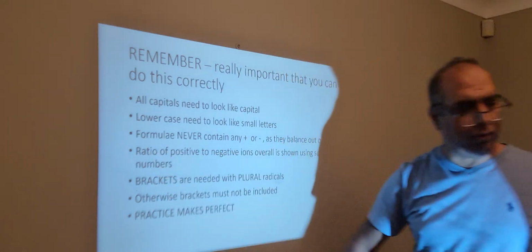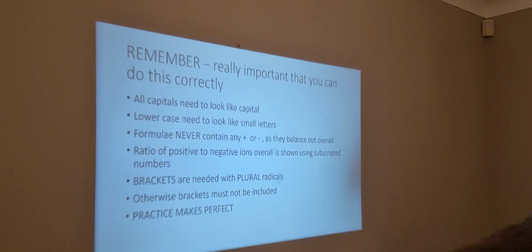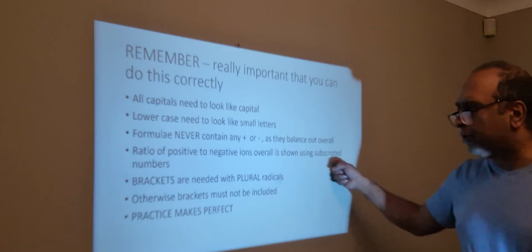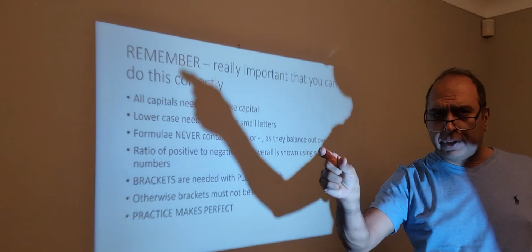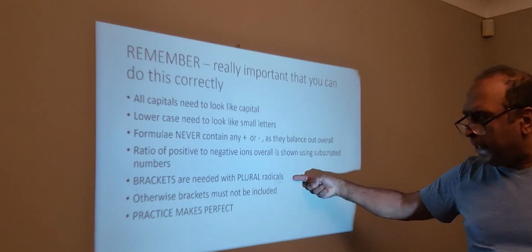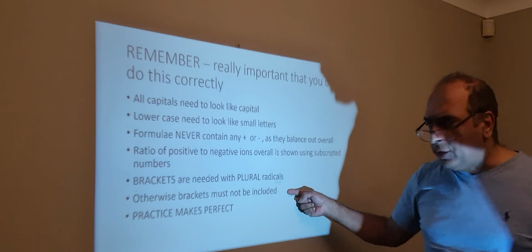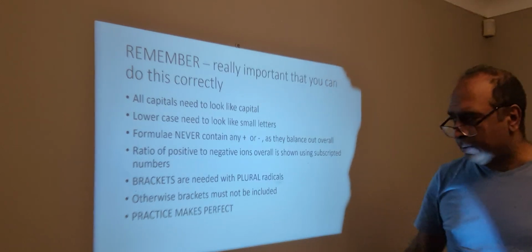It's the ratio of positive to negative ions overall that is shown by subscripted numbers. They're the numbers that you write down. Brackets are needed with plural radicals. Otherwise, you never ever need brackets.